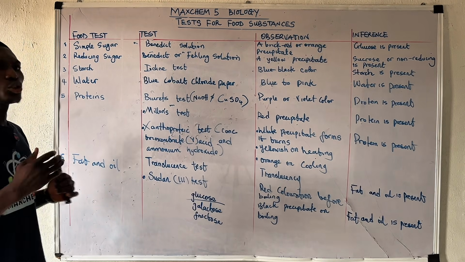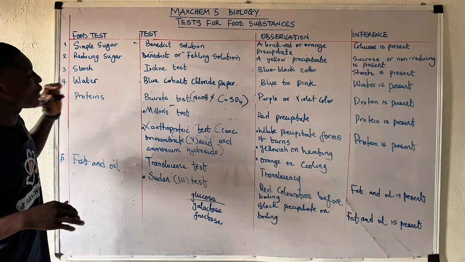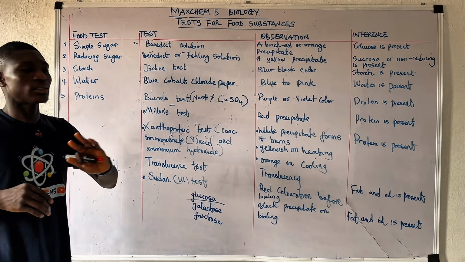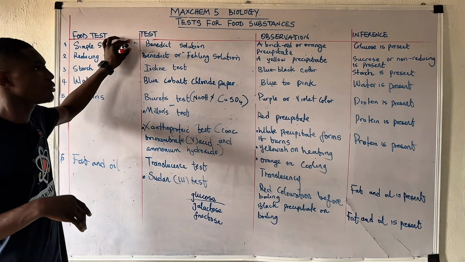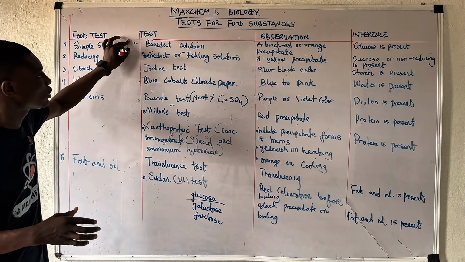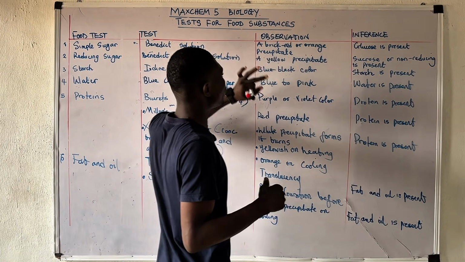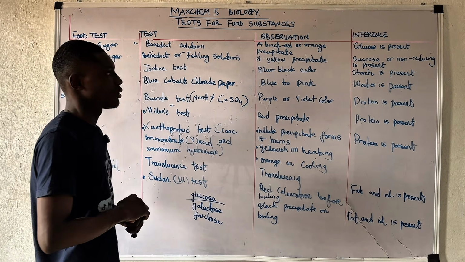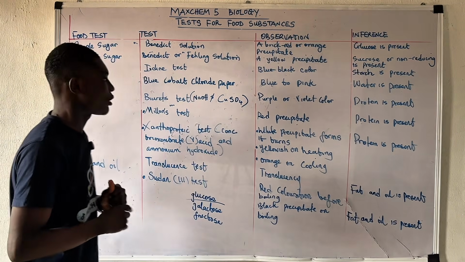Let's use it in the examples. Now, when you take a solution of glucose and put it in a test tube, you add Benedict solution. Benedict test is the test for simple sugars. Now, you boil the solution. On boiling, you discover a big red or orange precipitate. This indicates the presence of glucose or a simple sugar.